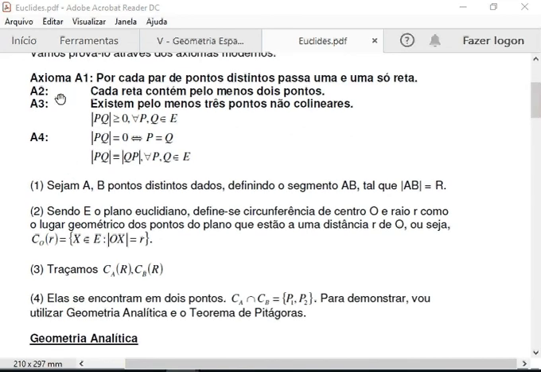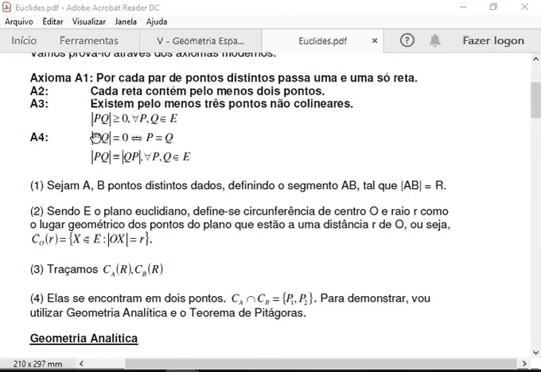Euclidean hypothesis 1. For each pair of distinct points passes one and only one straight line. Axiom 2. Each straight line contains at least 2 points. A3. There exist at least 3 distinct non-collinear points.